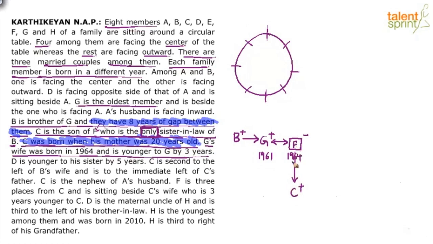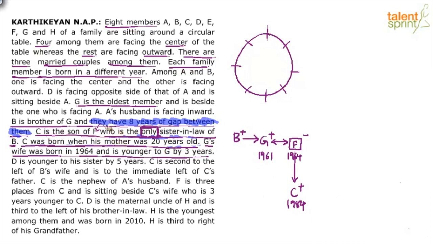Now F was born in 1964. When was F 20 years old? In 1984. So C was born in 1984. You getting it? C was born when the mother was 20 years old. So that point which was highlighted earlier has been used now. C is the son of F. This point has also been used.